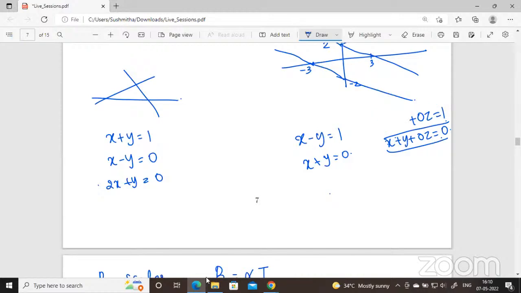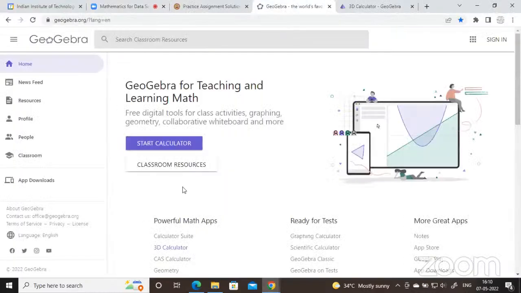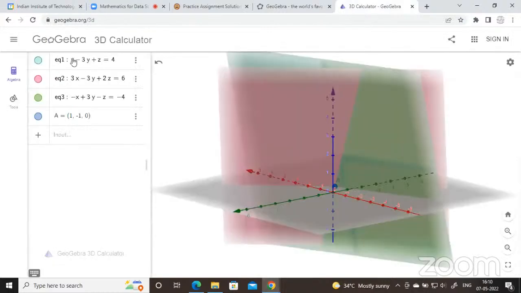One small question, not directly related to this. Can you show once how to put equations in GeoGebra? I get confused sometimes. I just enter it here, just like that, in the algebra section. So for a plane, we just directly put in x plus 2. Yeah, that's it.